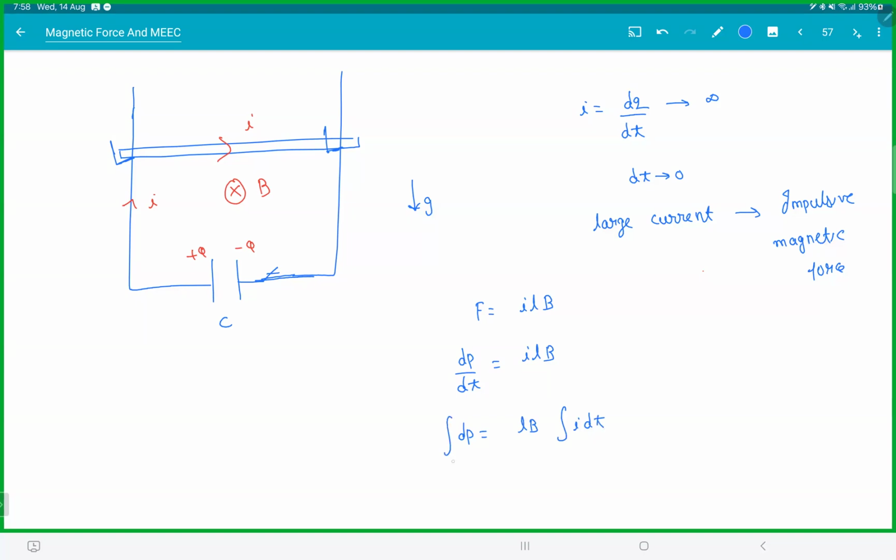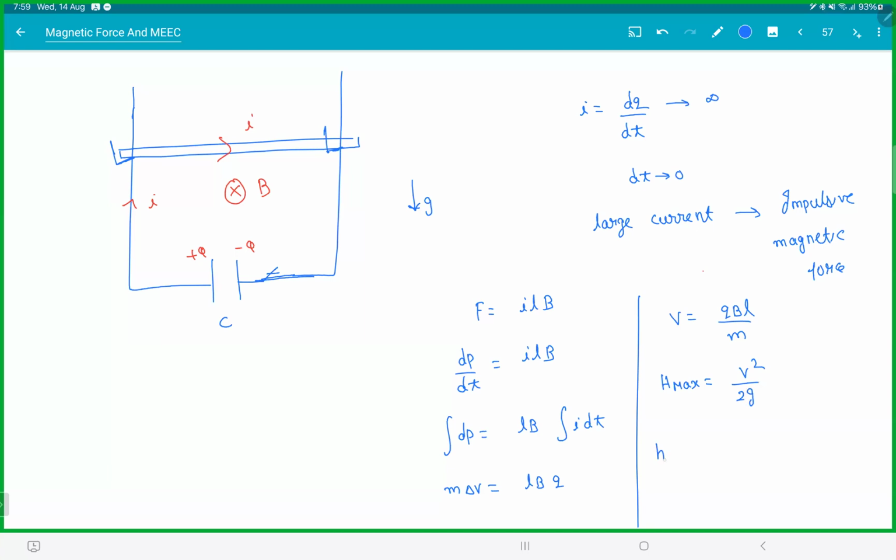Now I don't know the current, I don't know the time, but I know the charge. So this change in momentum, which is m into change in velocity, is LB into q, since integral I dt is charge. And you're done. So the velocity v will be qBL by m. Therefore, h max will be v square by 2g from the initial position.